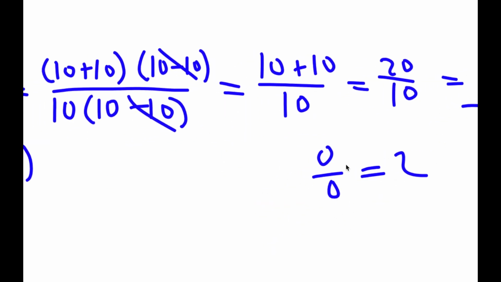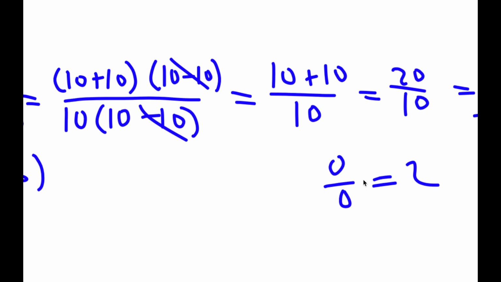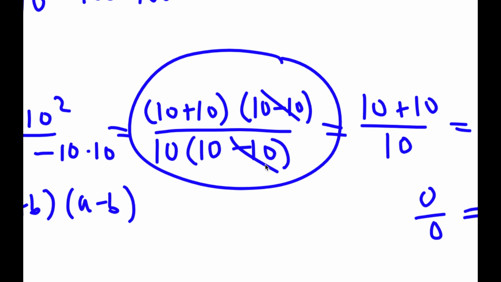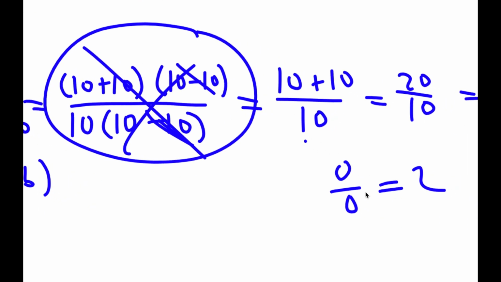So obviously 0 over 0 is not equal to 2. And if you're wondering where the error is in this proof, it's in this step right here, when I canceled out the 10 minus 10 over 10 minus 10. 10 minus 10 is simply 0. So 0 divided by 0, remember, that's not equal to 1. 0 divided by 0, that's indeterminate. So I can't actually cancel these two out, because that's simply implying that 0 divided by 0 is 1, which it's not. So this is wrong, and 0 divided by 0 is not 2.